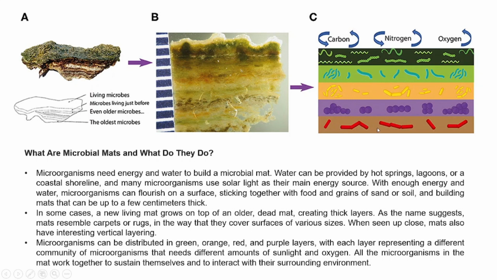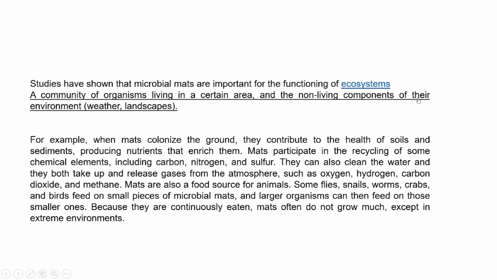Obviously, the microorganisms in the deepest layers will not require that amount of sunlight to survive. Otherwise they would not be able to survive in the deepest layers at all. So they have chosen their habitat. All the microorganisms in the mat work together in a synergistic manner to sustain themselves and to interact with the surrounding environment. These are what microbial mats are. Studies have shown that microbial mats are important for the functioning of ecosystems, and a community of microorganisms living in a certain area together with the non-living components of the environment is what is called a microbial mat.